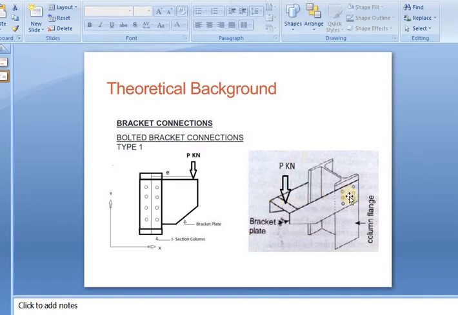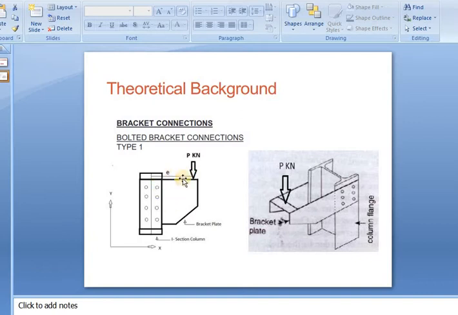We check whether this I section is safe to take the loads, or whether more bolts are required. It will also depend on the diameter of the bolts. Whether it is safe to provide 20, 16, 22 or 18 diameter bolts. So which should be the diameter of the bolts, and how many bolts are required in order to take this load. This is the I section, connected with the brackets with the help of bolts. This is just a figure I have already discussed in previous lectures.